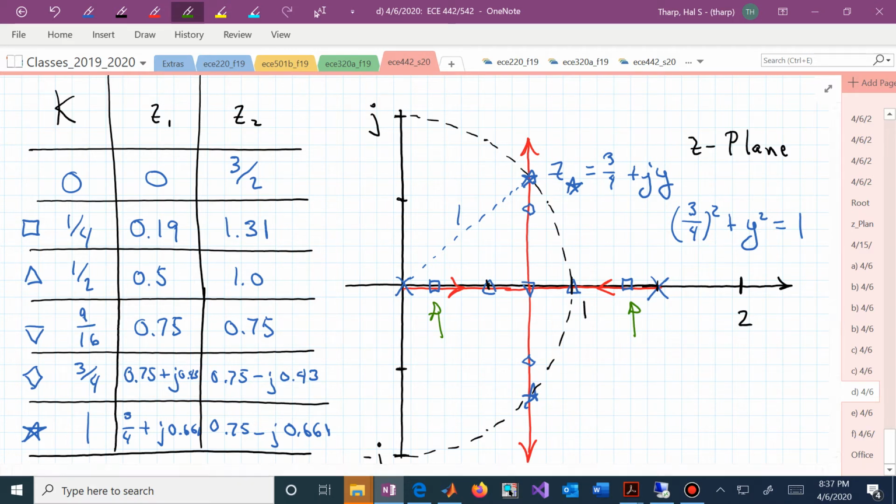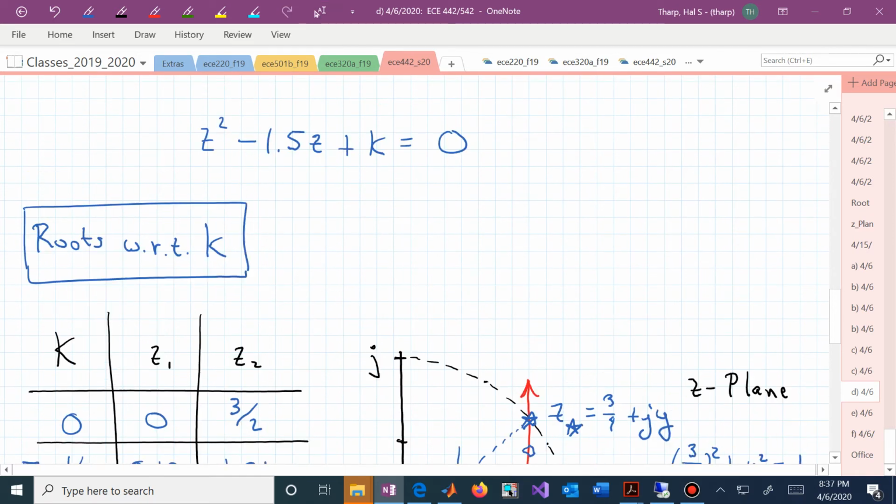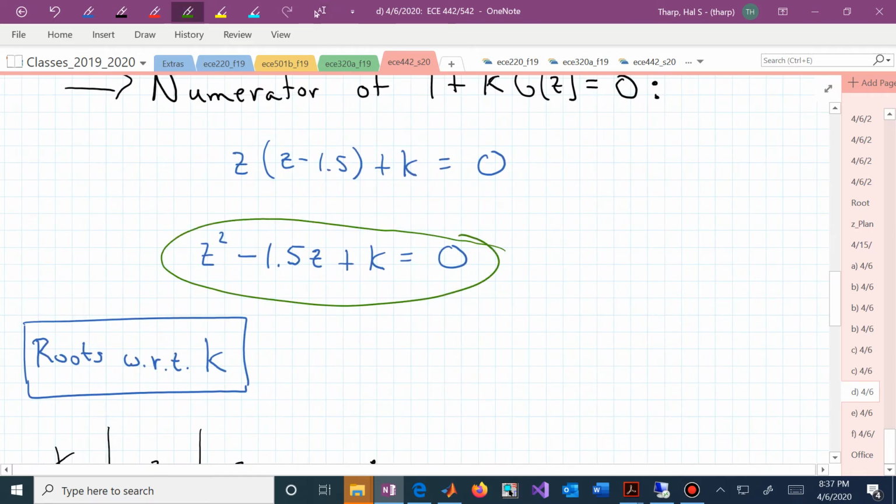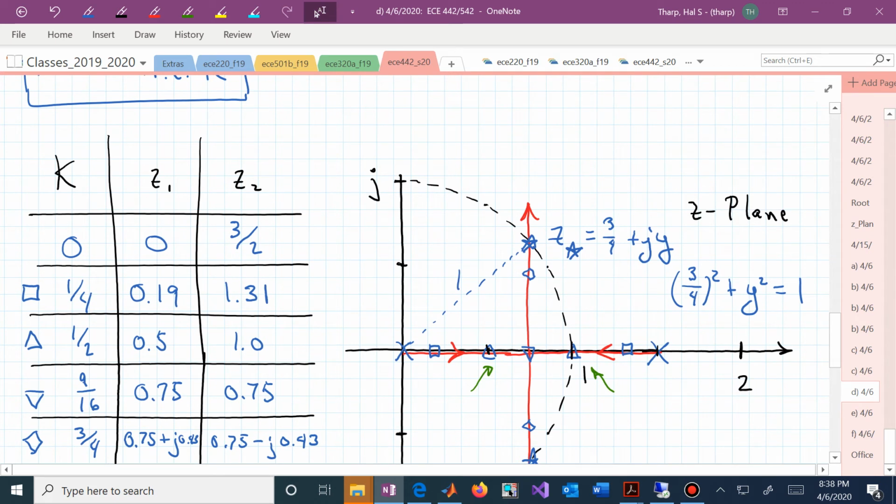So our poles are approaching each other as we adjust the gain k from 0 to 1/4. When k is equal to 1/2, we end up at the triangles, with the roots of this expression. Now we end up with one of those roots at 1/2 and the other root at 1.